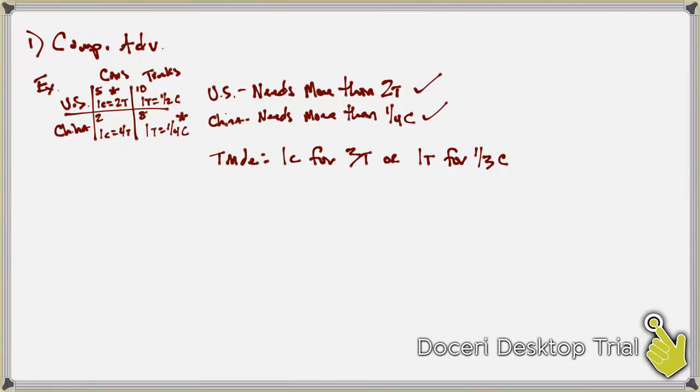Yes, Ian. So if it was like 1 trade or 1 car for 2 trucks, the U.S. wouldn't like it because it's the same? Correct. 1 car for 2 trucks, U.S. would not agree because they're not benefiting from it. Okay? It's got to be more than. Great question. All right. Moving on.